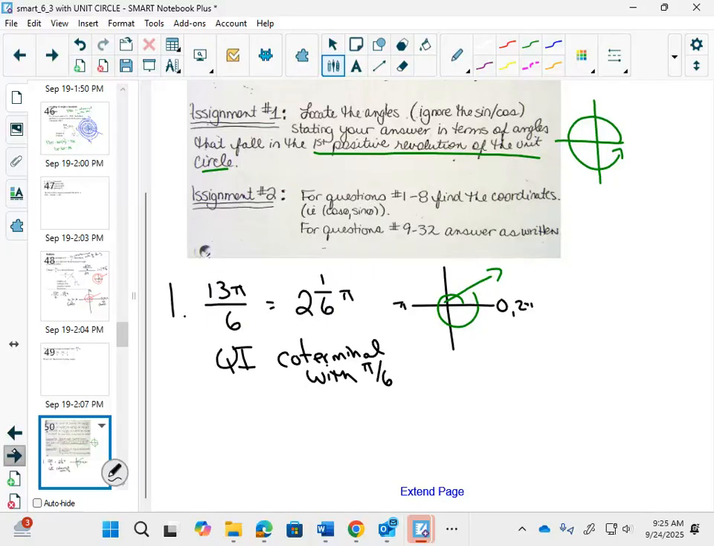Let's do number 3 together. 19 pi over 4. 19 pi over 4 as a mixed fraction is 4 3/4.